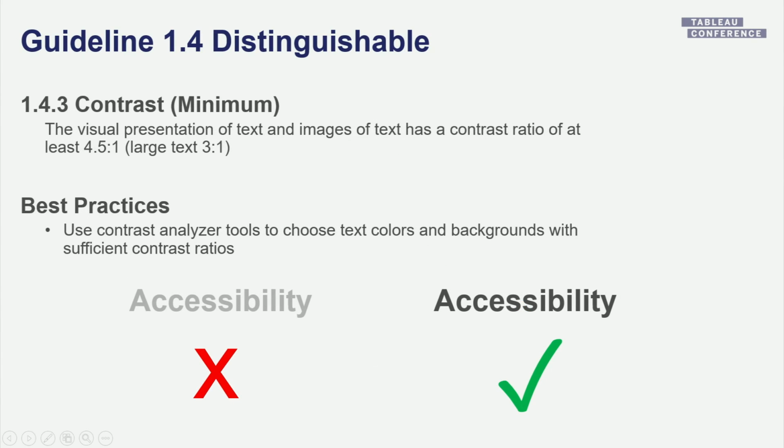The other big distinguishable is the contrast between foreground and background of text. On the left, we have a faint gray text on a white background. There has to be a certain contrast, and that fails the check. A darker gray on the white passes the check. Luckily, the default text color in Tableau is good. So if you just use the default text color on a white background, that does pass the contrast guideline.